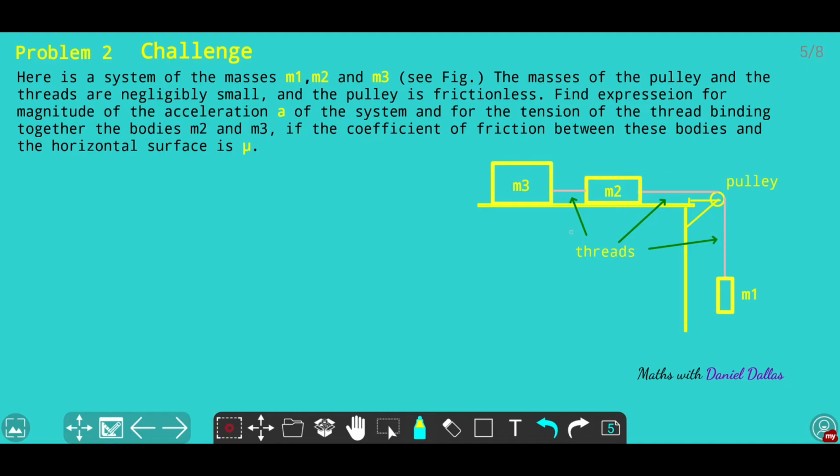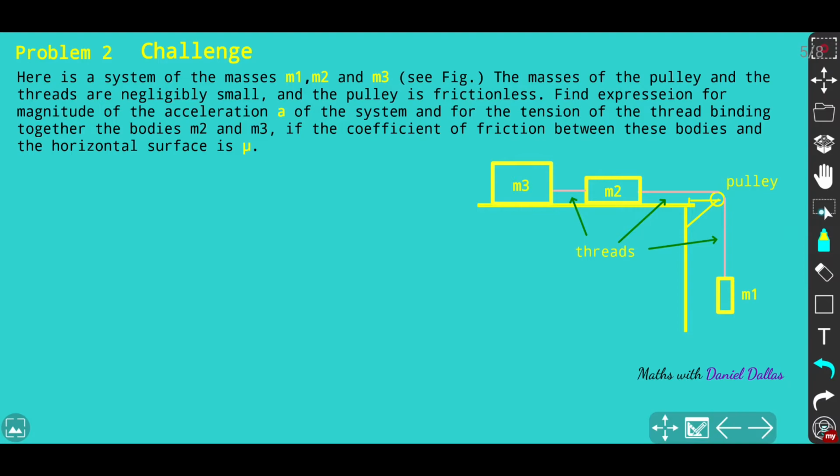And we also need to take into account friction force through the coefficient of friction. So that's why the starting point here is to draw up all the forces, and then I'll show you how the force of friction is connected with reaction force through the coefficient of friction, which in this case is given as mu. The coefficient of friction between these bodies and the horizontal surface is mu, so you're given that, and you don't worry about that.